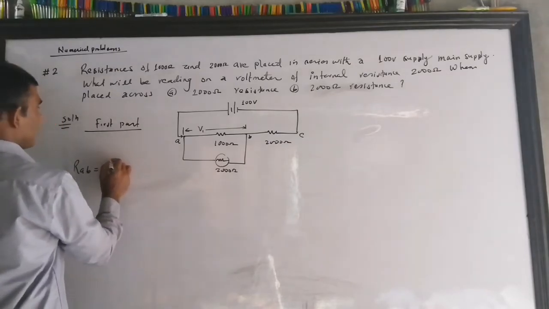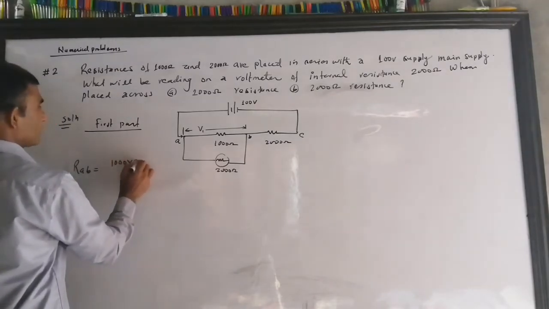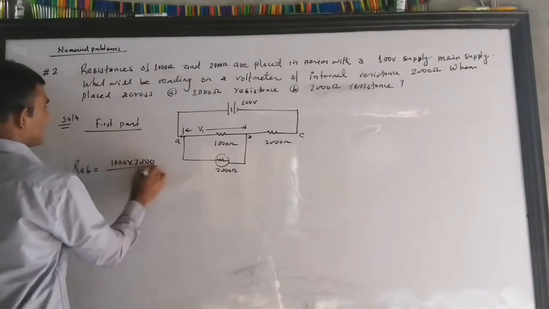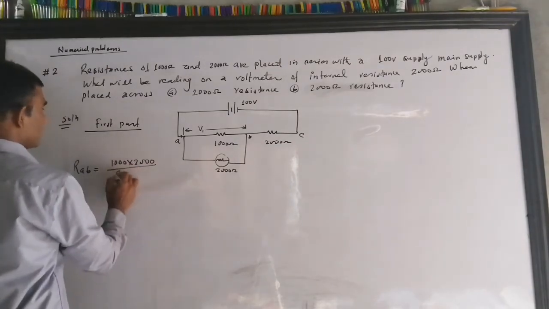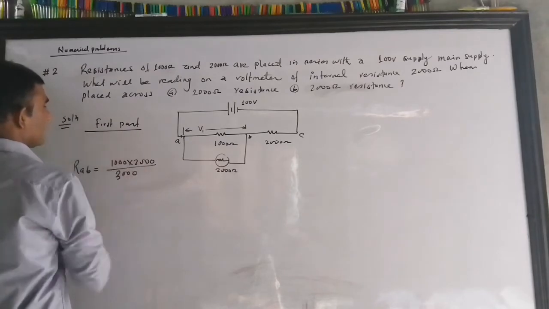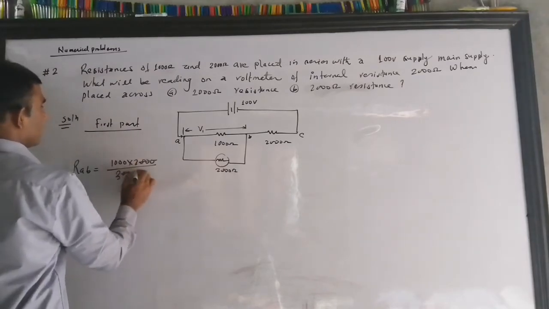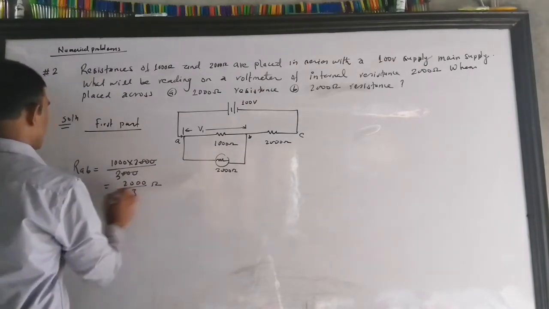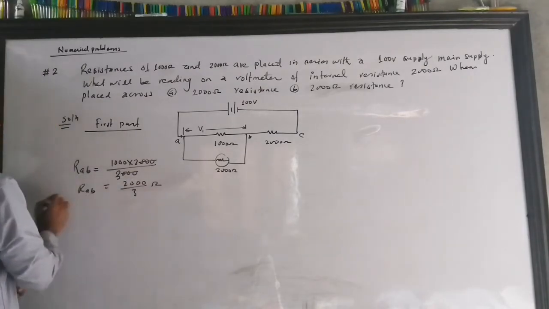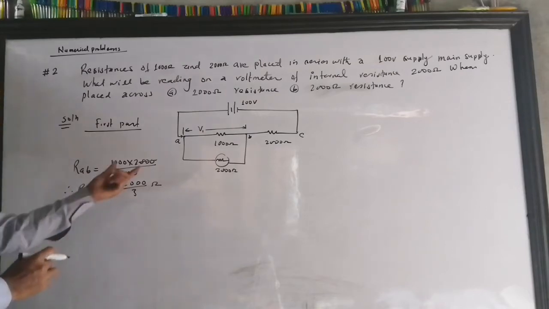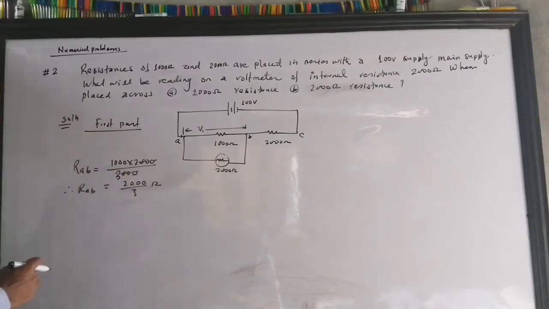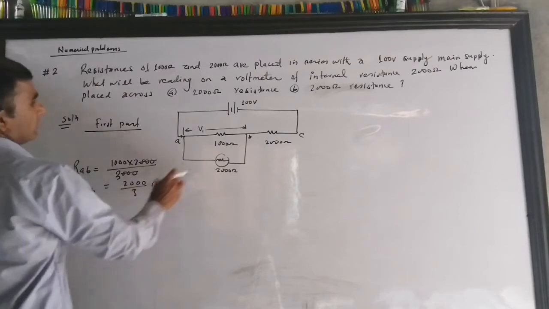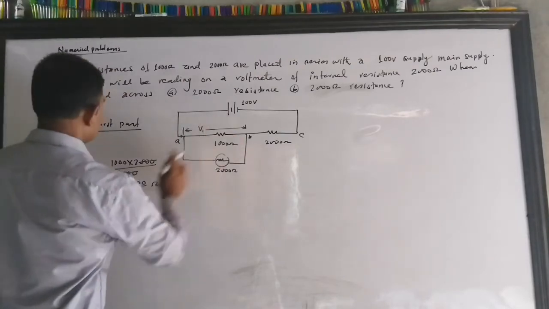So product by sum means 1000 into 2000 over the sum, 1000 plus 2000, which is 3000. So easy. You get 2000 divided by 3 ohm. So the resistance from A to B is 2000 divided by 3. Now I need to find the voltage across this.